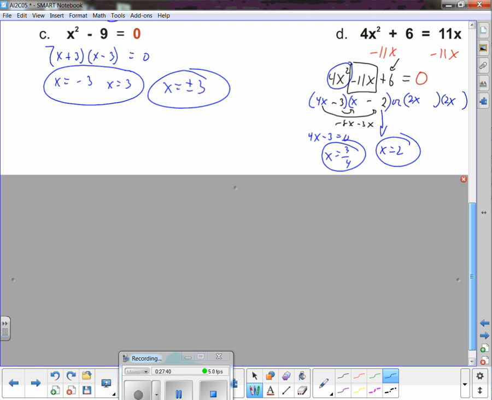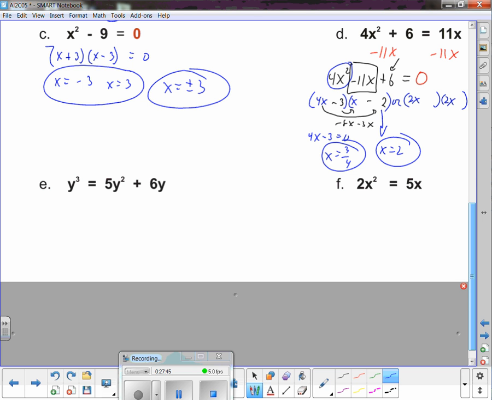So you get 3/4 and you get 2. So on that one, you set it equal to 0 first, and then you continued on. All right, 2 more examples.